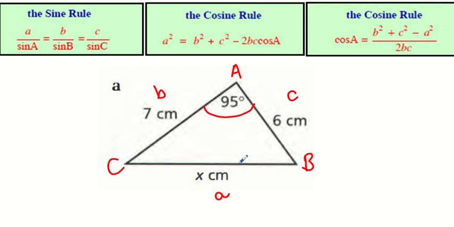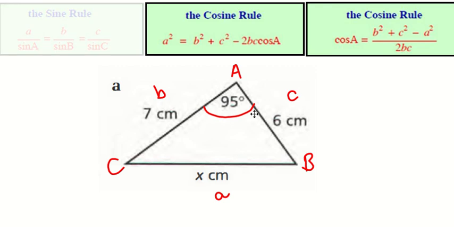Okay, so we know lowercase a, b, and c. Well, we're trying to find x, but we know it has a value there to find. And we know that we have the angle opposite this unknown length. Therefore, the formula that is going to work is the cosine rule for the missing length. The sine rule will not work because we don't have two angles to substitute in for this one. And we're not trying to find a missing angle.